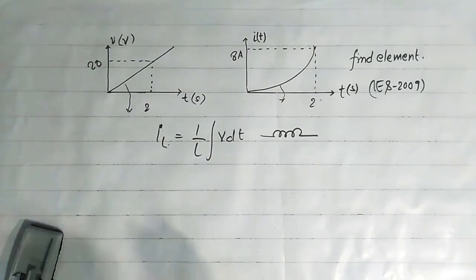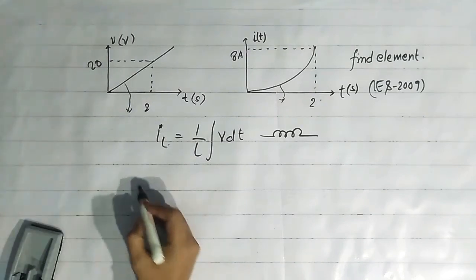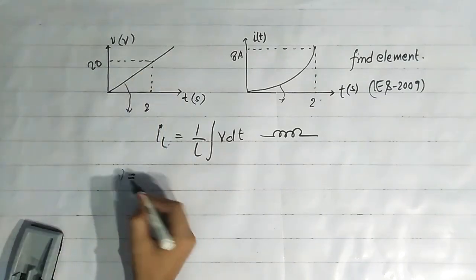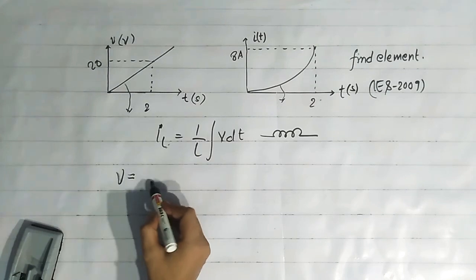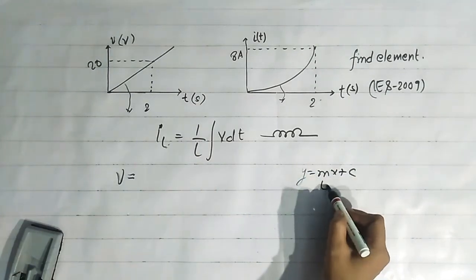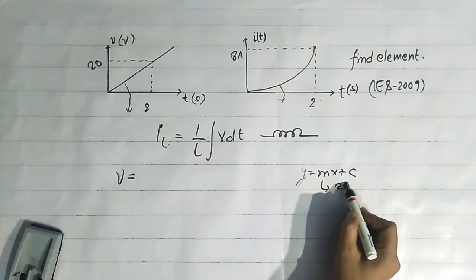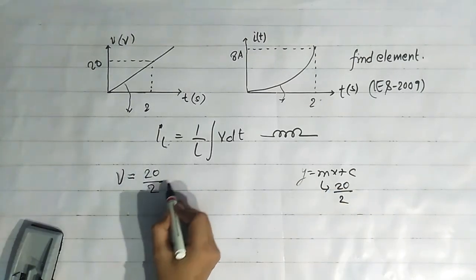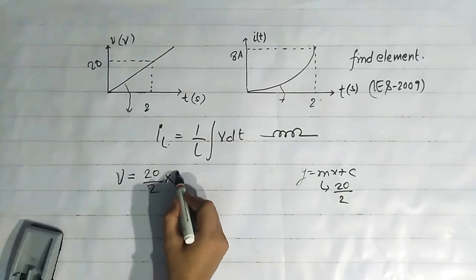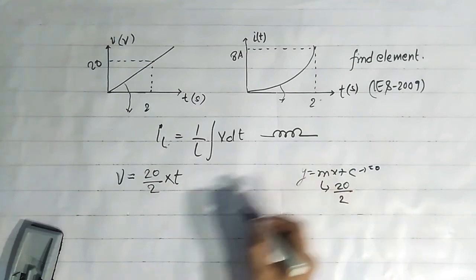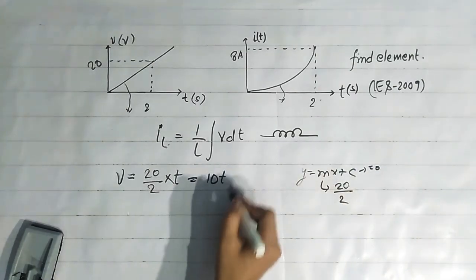Now we have to find the value of the inductor. So we can write the equation of this voltage V. We know that y is equal to mx plus c. Here slope is perpendicular upon base, that is 20 by 2, slope is positive, into t. And what is the y intercept, c? That is equal to 0. So it is simply equal to 10t.